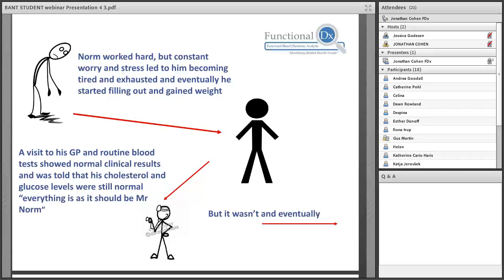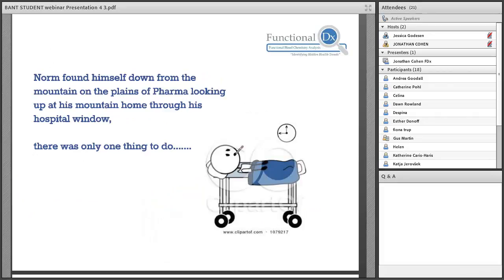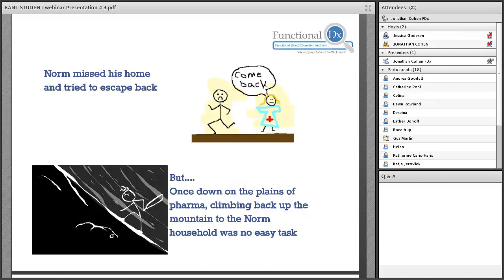Norm, he was told, but it wasn't, and eventually he found himself down from the mountain on the plains of Farmer, looking up at his mountain home through his hospital window. And for Norm, who loved his home, there was only one thing to do. He missed it and tried to escape back. But once you're down on the plains of Farmer, once you've moved outside that clinical area and into Farmer territory, climbing back up the mountain to the Norm household is no easy task for anyone.